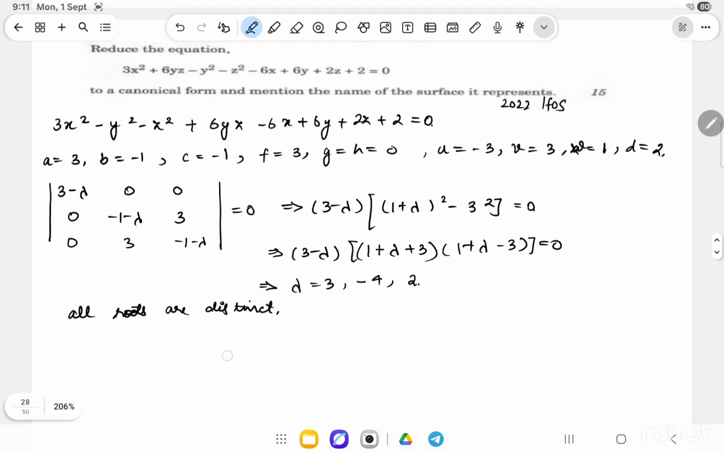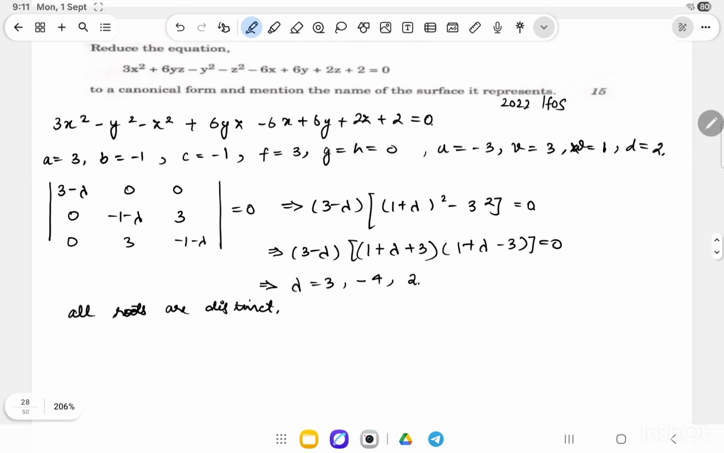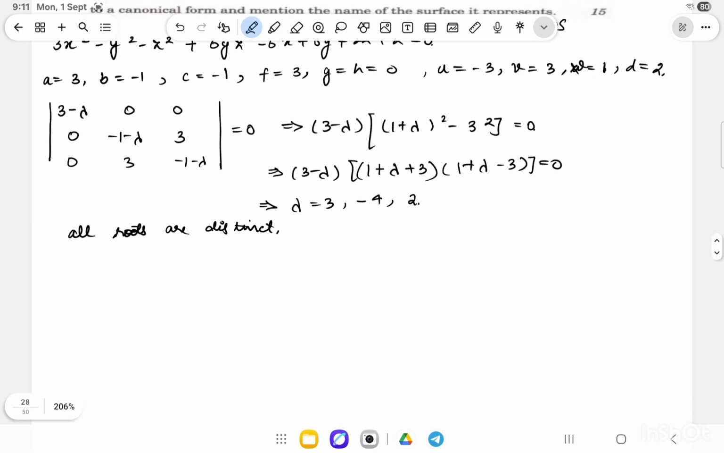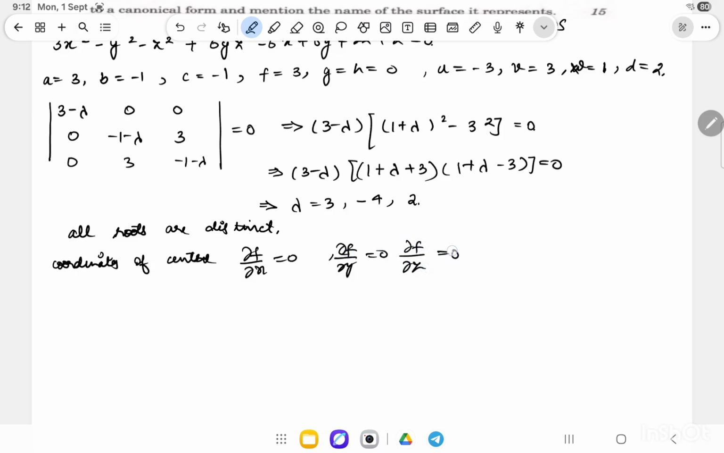So the general equation of a cubic can be either an ellipsoid, or a hyperboloid in one sheet, or maybe a hyperboloid in two sheets, or a cone, depending on the constant term. So for that, let's just find out the center of the equation. The coordinates of the center can be found out using del f by del x equals 0, del f by del y equals 0, and del f by del z equals 0.